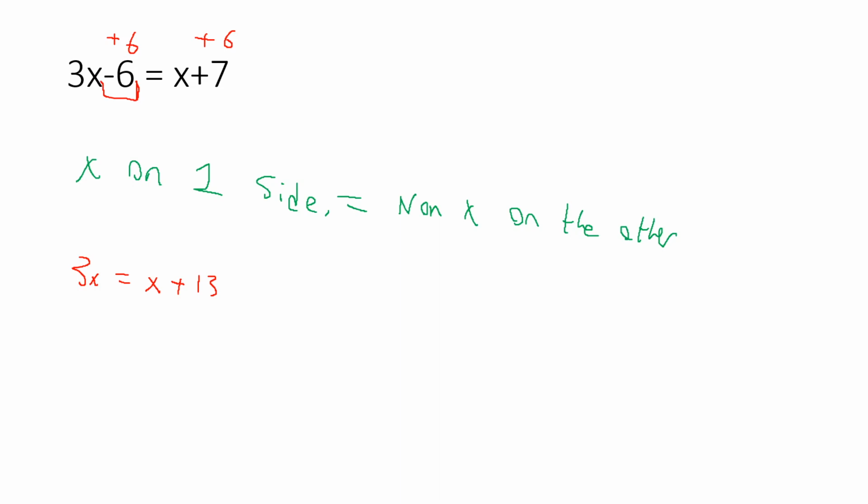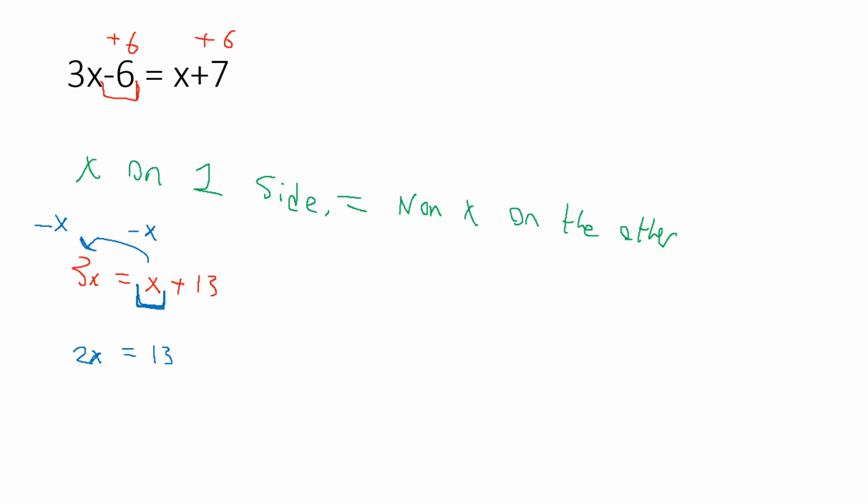if this is the case, now this is the same as a two-step equation. Because here we have an x value. We want this x value to be on the other side. To put it on the other side, all we're going to do is minus x. Yeah? So now, what's 3x minus x? 3x minus x is simply equal to 2x. And that's equal to 13.